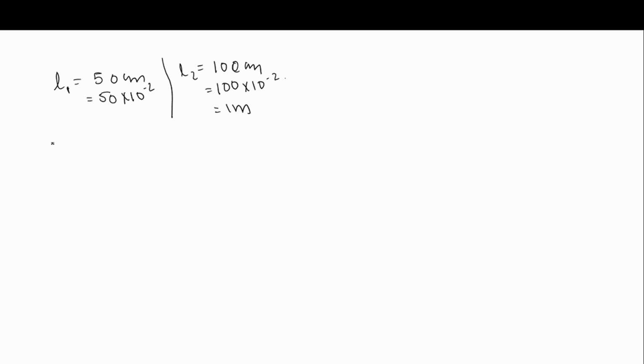And the coefficient of linear expansion of iron is 12 into 10 to the power of minus 6 inverse of degree Celsius, and for steel it is 24 into 10 to the power of minus 6 inverse of degree Celsius. When the rods are joined, we need to find the average, the new coefficient of linear expansion.